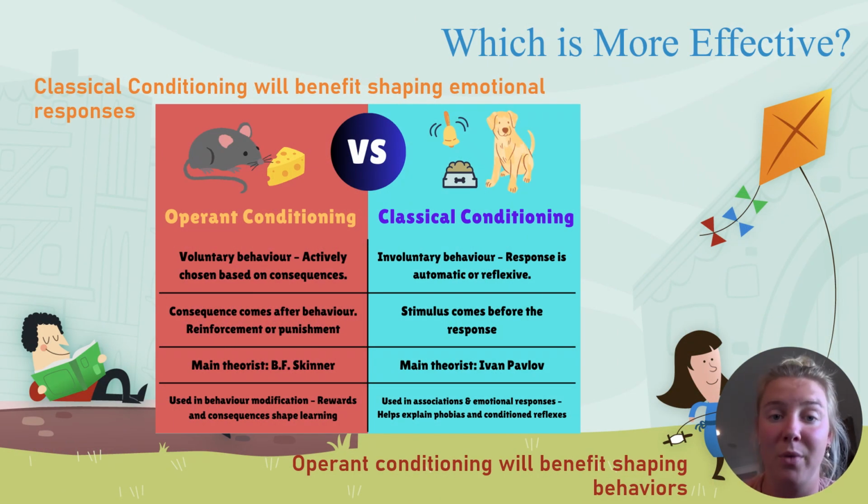When we look at both operant and classical conditioning together, it's easy to compare the two and ask, which method is better. But I think that the real question should be which is more effective in each situation. Classical conditioning is going to be more effective for shaping emotional responses and associations. An example of this would be using classical conditioning to create a positive classroom environment where students consistently feel safe and comfortable. That way, they can learn effectively.